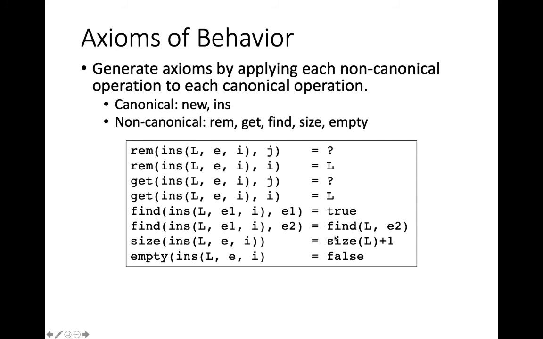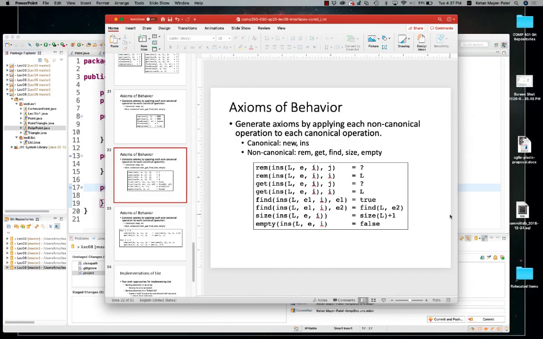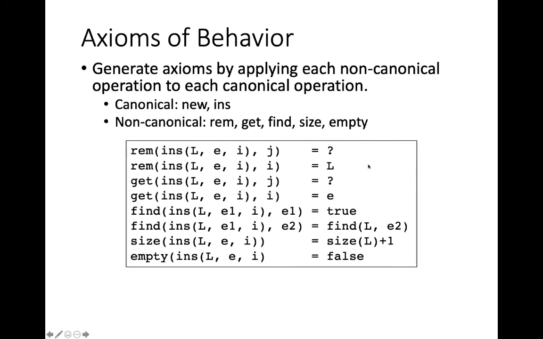Similarly, if I insert element E in position I into a list, and then take that resulting list and retrieve I, oops, that should be E. Then I will get back E. That makes sense, right? If I try to find E1 in a list that is the result of inserting E1, then yes, I should get back true, right? I will find that element. Actually, I screwed that one up too.